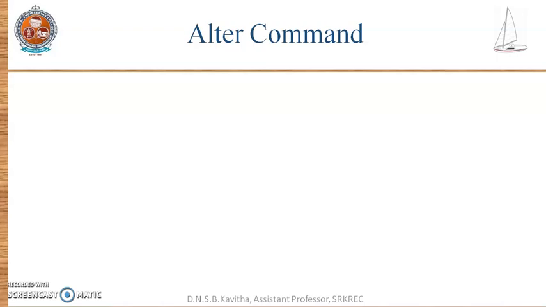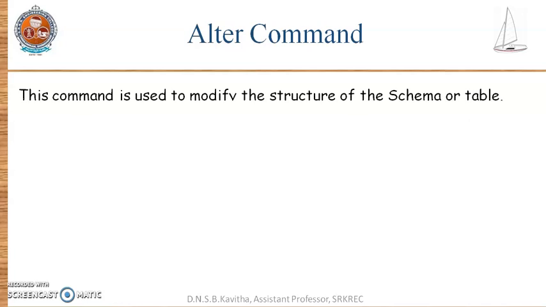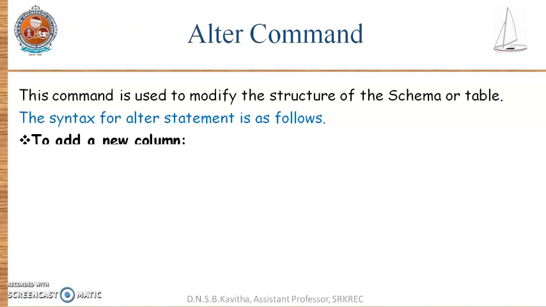Next is our alter command. So this command is used to modify the structure of the schema or the table. It can be used to add, modify, or delete the columns in the table. Suppose we have created a student table with his ID and name. Later we felt that this table should have his address also. What do we do at this stage? We will add the column to the existing table by the use of the alter command.